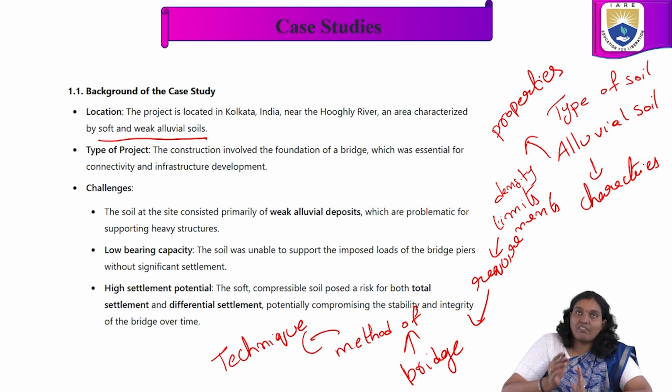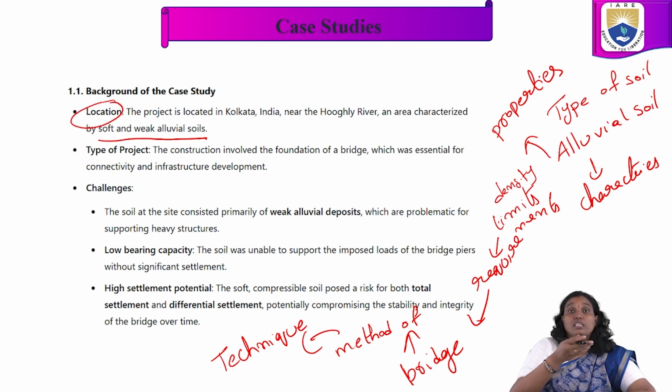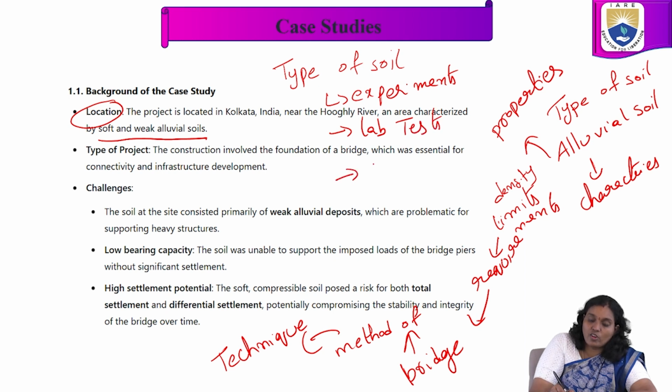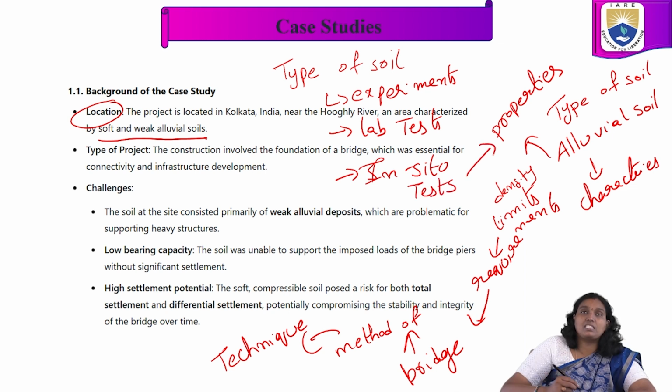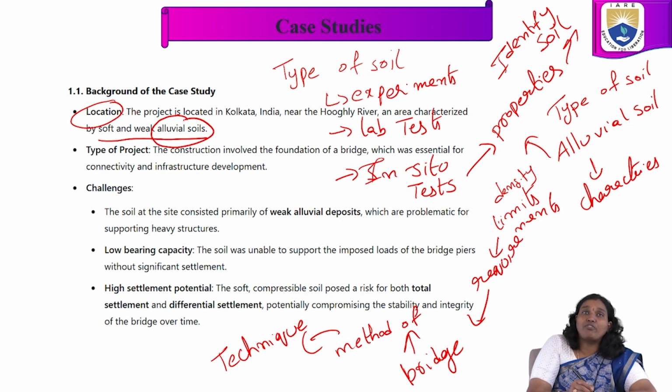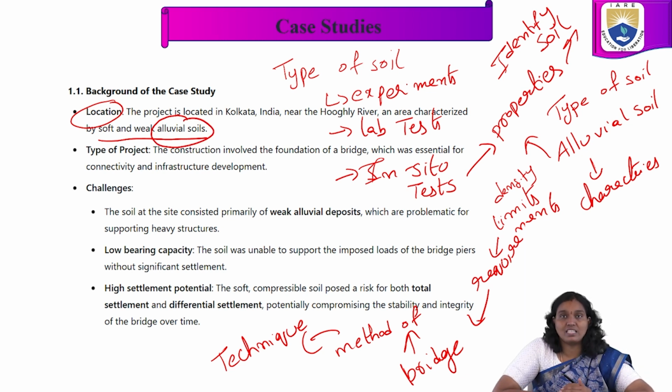First we understand where it is, the location. According to the location, we understand the type of soil in that particular locality, and after conducting laboratory tests or in situ tests, depending upon the scenario, we know the properties of that particular soil type. We identify the type of soil. Here the soil is alluvial soil, which is soft and weak. According to its properties, we are going to understand. The type of project also gives a clear picture about the case study.